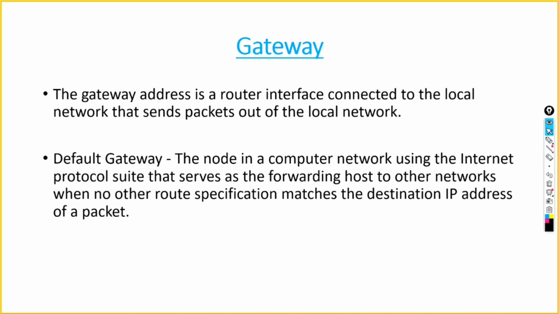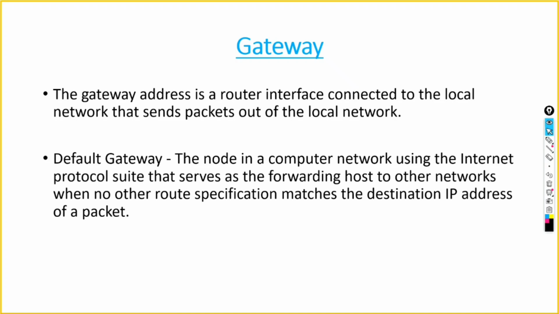In a similar way, let's assume an example of a computer or any other networking device which is connected over a network. When they are connected within one network, they will be communicating. But if they need to go outside the network, they will be using the gateway to go outside that particular network. The gateway address is an interface connected to the local network that sends packets out of your local network.